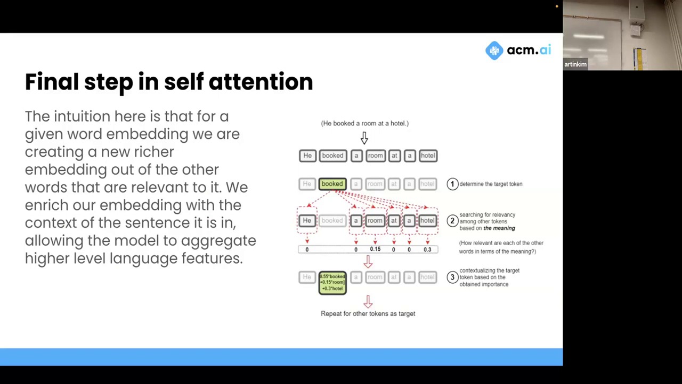Look, 0.55 times booked, because booked probably has the highest score with itself. Then 0.15 with room, and then 0.3 of hotel. And we literally just combine all the vectors to produce the next hidden state. So again, for our list of vectors, when we want to output the hidden state, we do this self-attention where we get the vector, multiply with other ones, get a similarity score, and use that score as a weighting to do a linear combination of all the other vectors to produce a new, richer vector. Yes, Oliver.